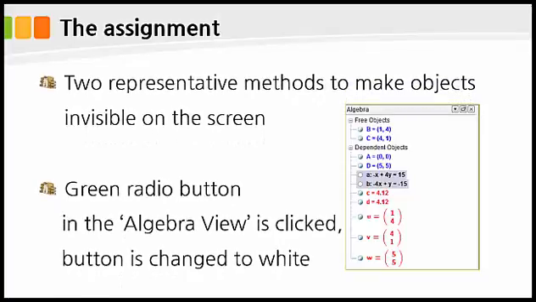Since the intersection point is created, the screen would be much cleaner through making the parallel lines invisible. Let's take a look at the two representative methods to make objects invisible on the screen. When a green radio button in front of an object that is listed in the algebra view is clicked as shown on the left figure, the radio button is changed to white color, and the applicable object does not show on the screen. When clicked one more time, the radio button is changed to green color as it displays the object on the screen.